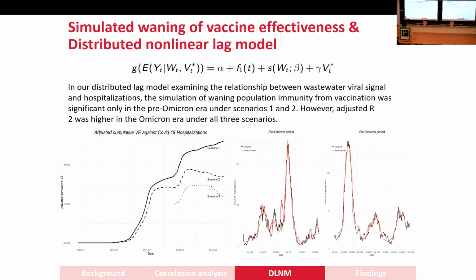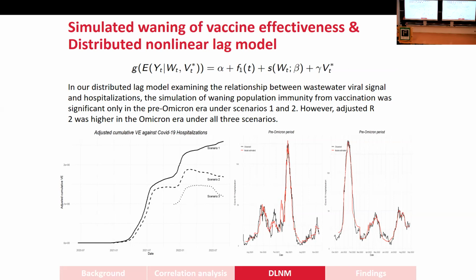So on the left side, the plots show the simulated vaccination effectiveness against hospitalization under 3 different scenarios. For the first scenario, we assume there's no waning of the vaccination effectiveness. So it's basically just cumulative vaccination doses. For the second scenario, we assume mild waning. And for the last scenario, we assume further waning during the Omicron period.